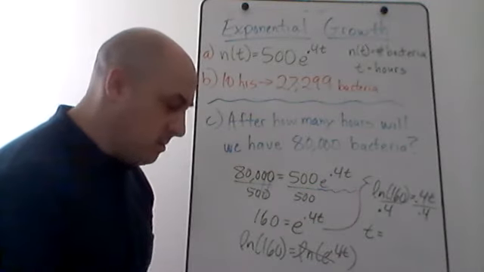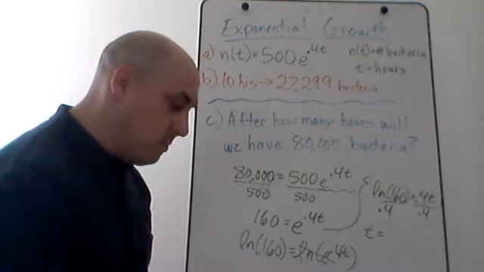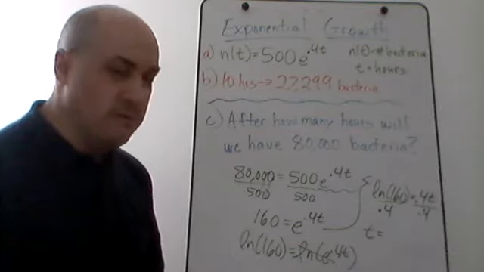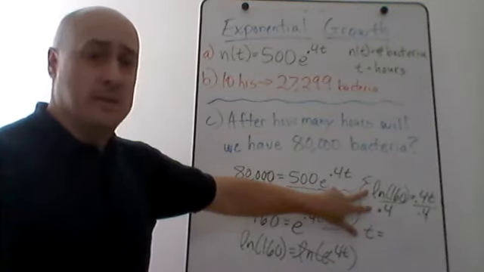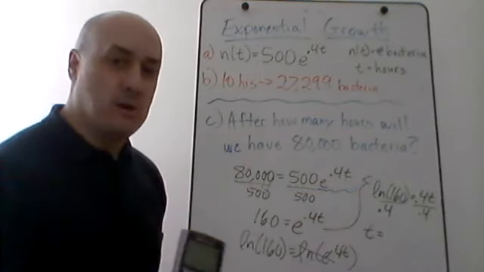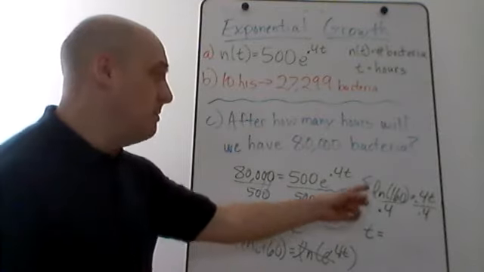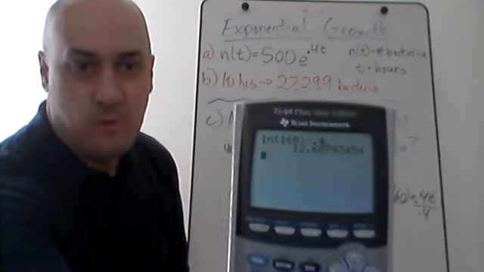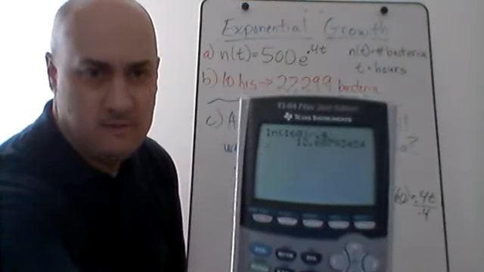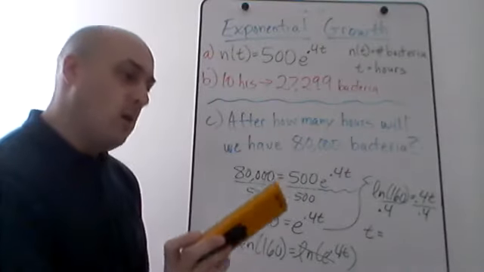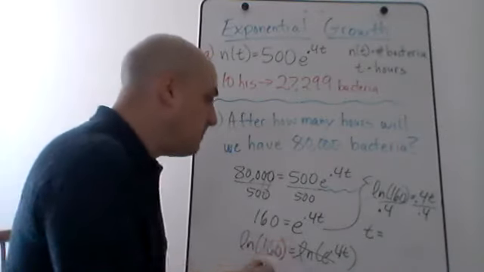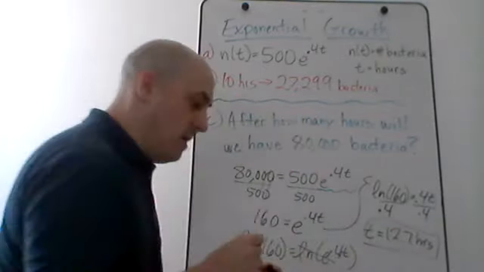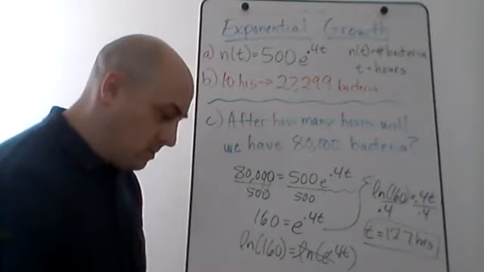When we're solving word problems, we generally want to give our answers in decimal form. Approximate answers in decimal form are better than ln of 160 divided by 0.4 when we're trying to communicate our results to normal people who probably don't understand what that actually means. So if I do ln of 160 divided by 0.4, I get 12.687, it looks like. Let's call it 12.7 hours. So after about 12.7 hours, our bacteria will grow to 80,000.